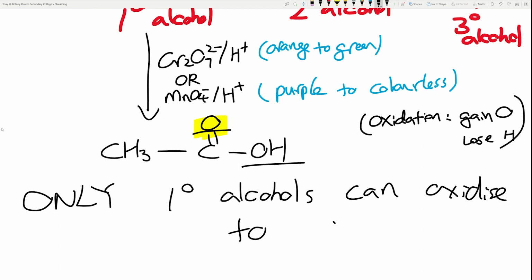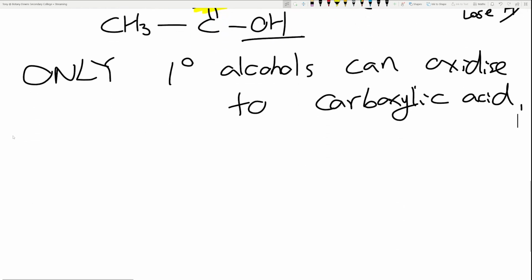to carboxylic acid. If you do more chemistry later on, you will know that primary alcohol can turn to aldehyde, which turns to carboxylic acid, and secondary alcohol can be further oxidized as well. But this statement right here is fully correct because only primary alcohol can turn to carboxylic acid. And why is that?